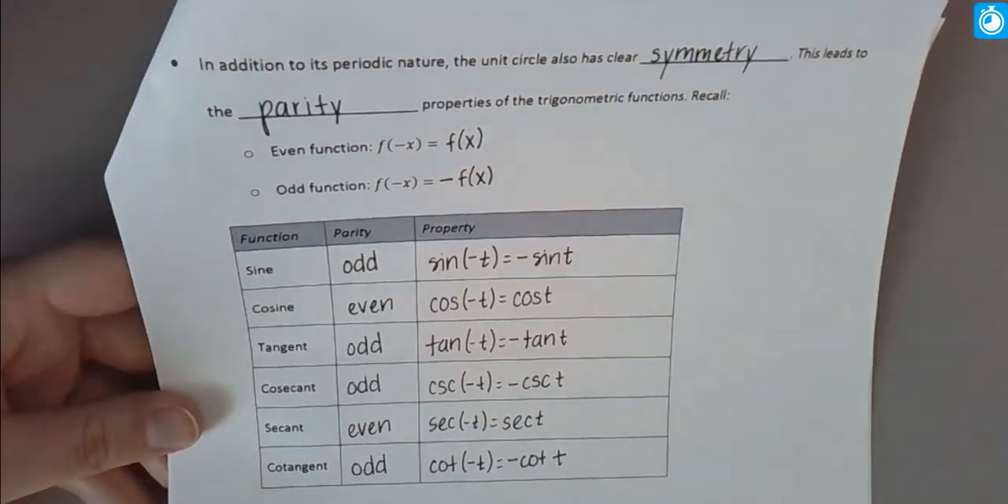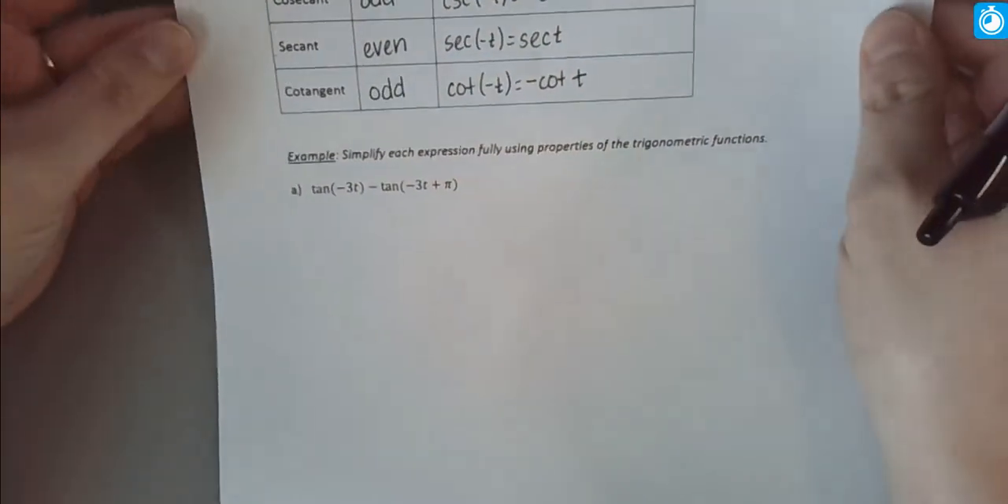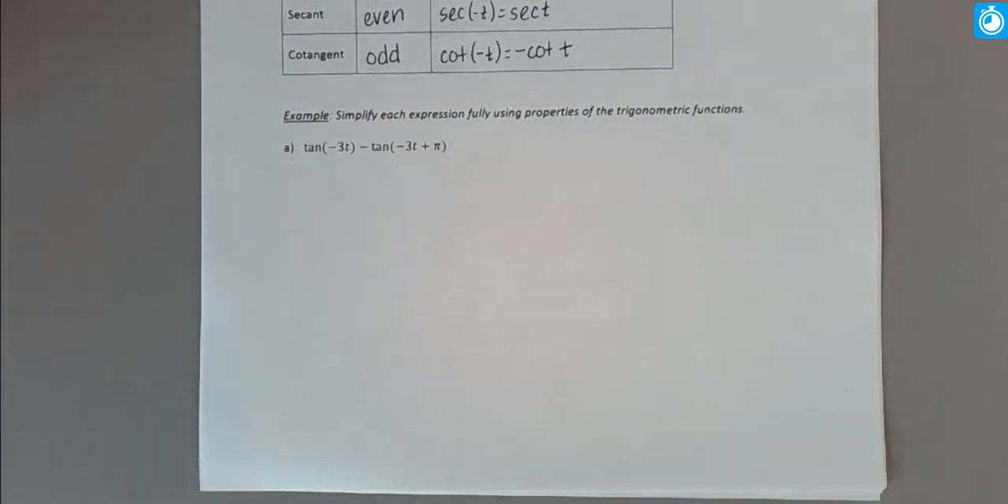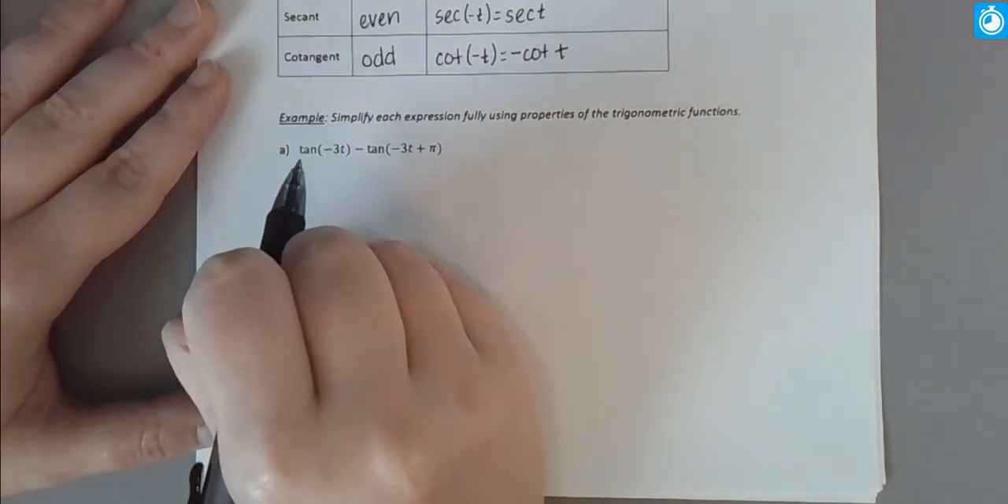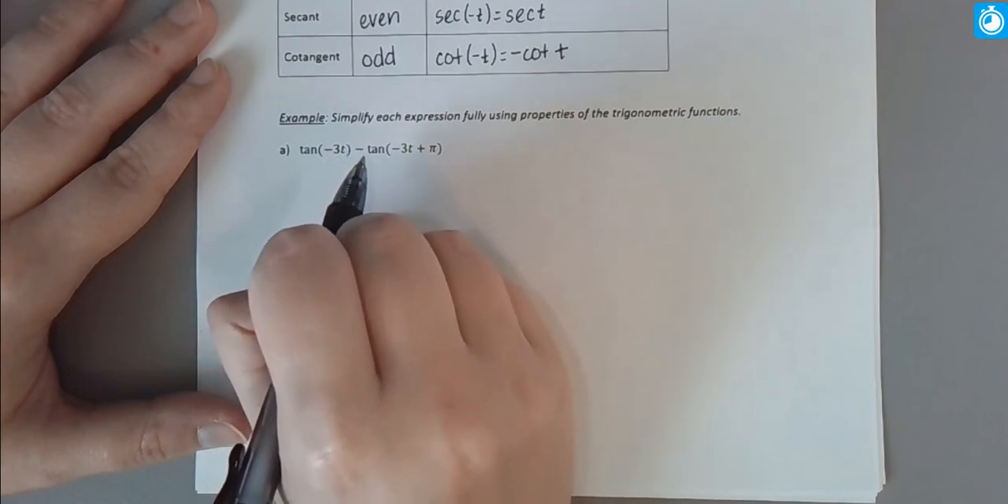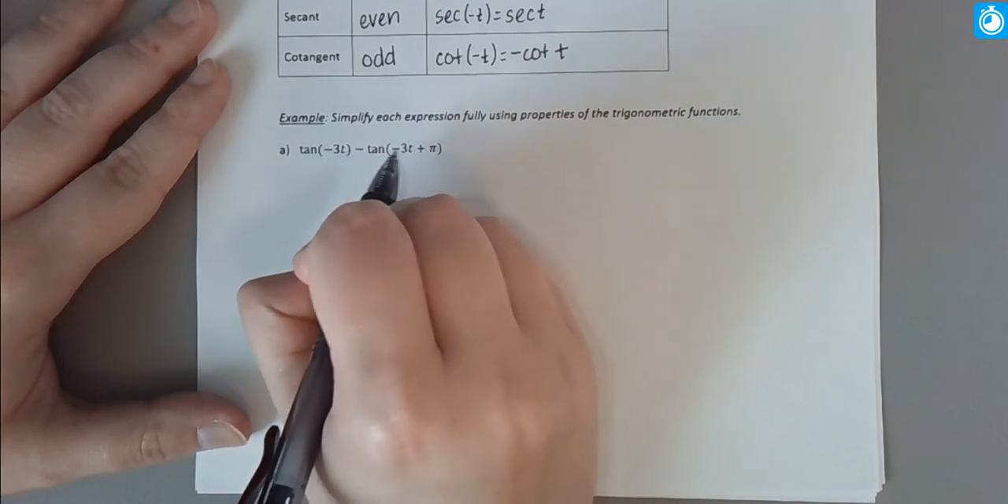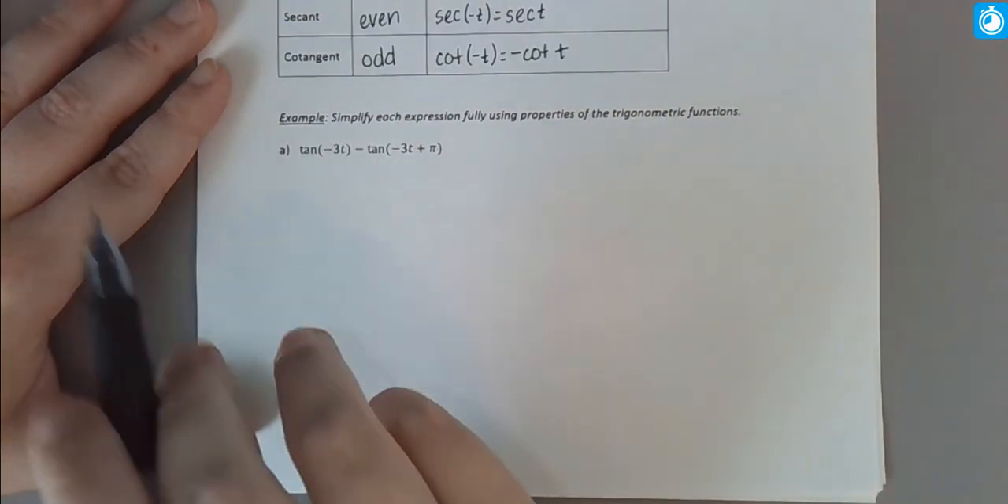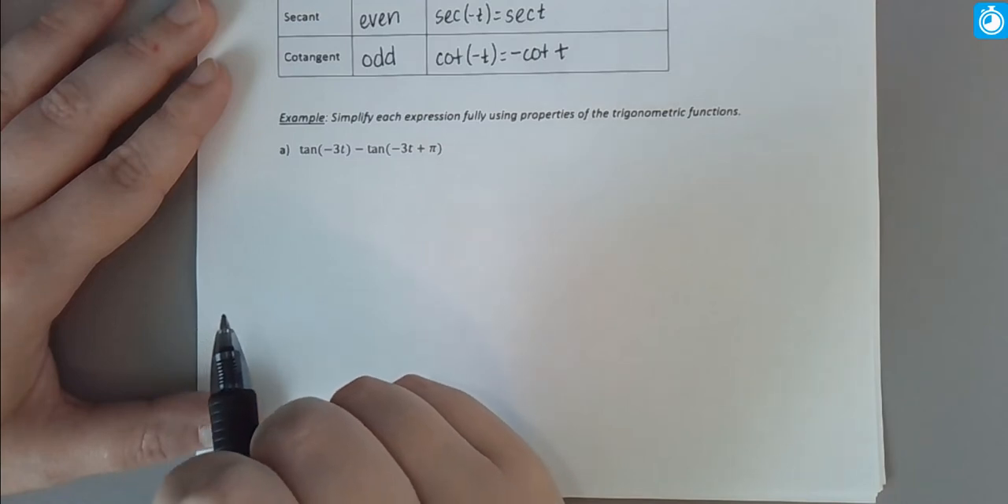So to wrap up, let's use some of these rules we've discussed, specifically the periodic rules and then these even-odd parity rules, to simplify a couple of trigonometric expressions. This will be something we'll look at in more detail later, using these rules to simplify down expressions and write them in a simpler form. Okay, so we have tangent of negative 3t minus tangent of the quantity negative 3t plus pi. And our directions are to simplify fully. In other words, simplify as much as we can, keep going as far as we can.